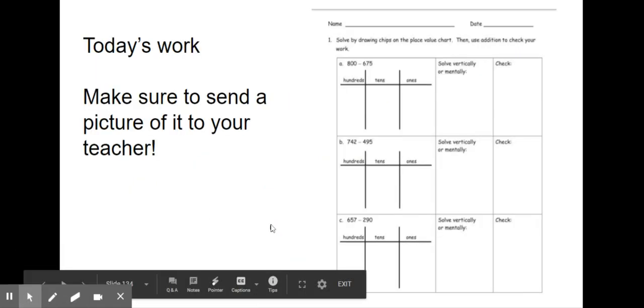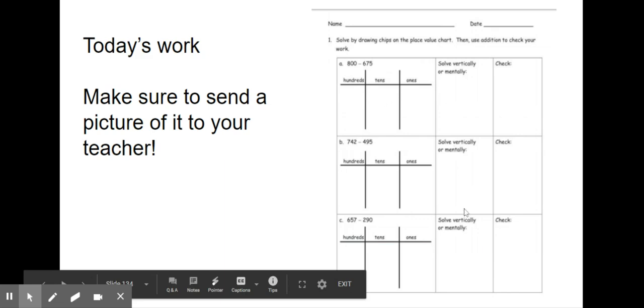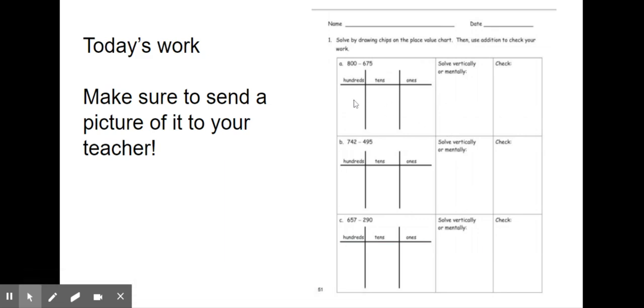Okay, so now it is your turn to practice. You are going to solve it vertically or mentally here, but you are also going to draw it out using your place value ones, tens, and hundreds, like Miss Fitzgerald just did. Okay, and think of a strategy to check your work over there. Use addition to check your work.